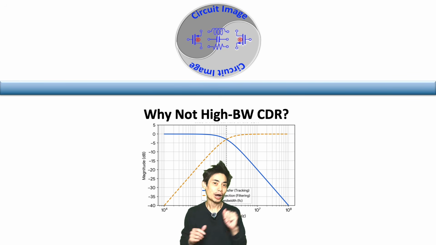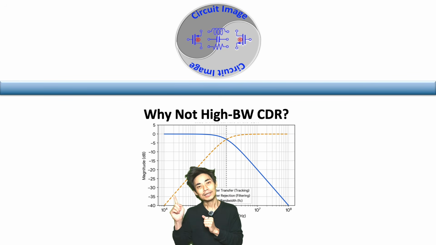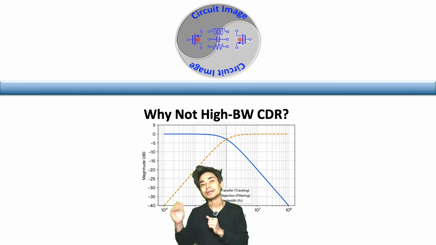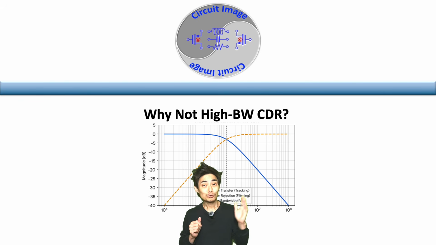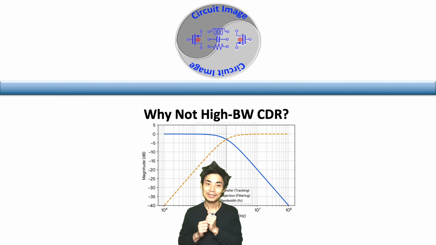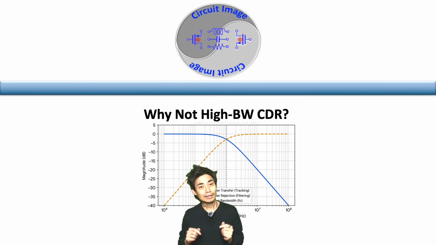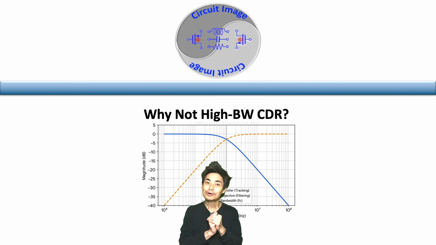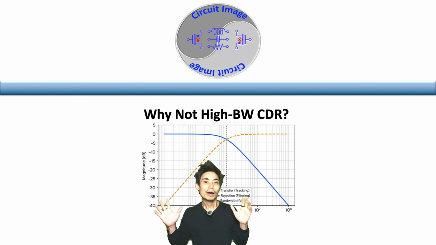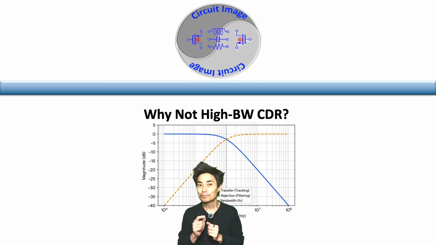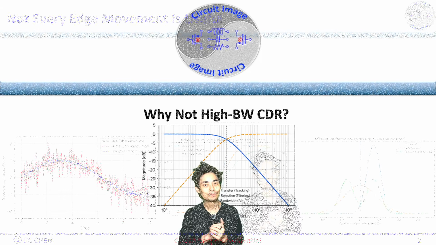The CDR has two jobs. First, it must track useful timing movement. Second, it must reject harmful timing noise. If the bandwidth is too low, the clock cannot follow the real movement. If the bandwidth is too high, the clock follows noise. So the goal is not maximum bandwidth. The goal is the right bandwidth.